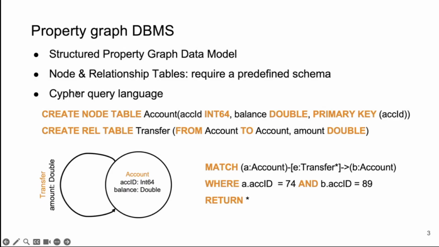Here I'm showing you how to create an accounts node table and a transfers relationship table. Maybe those are your entities, with account ID and balance properties, and for your nodes you identify the primary key of that node. For transfer edges, you have to identify from which types of nodes to which types of nodes. You can also put some properties on them, but you have to define the schema up front.